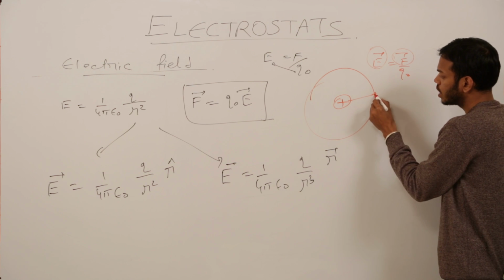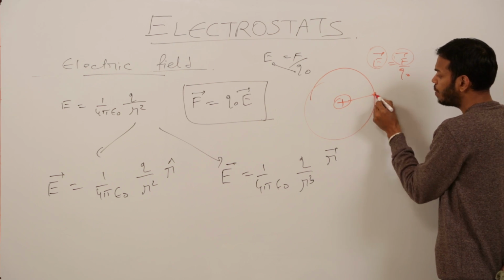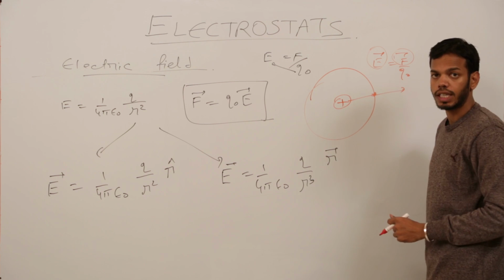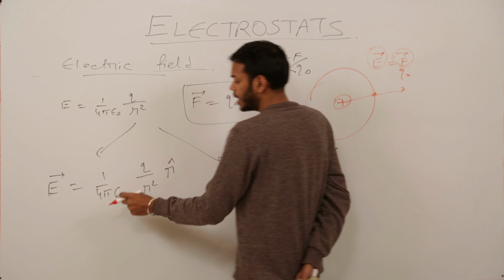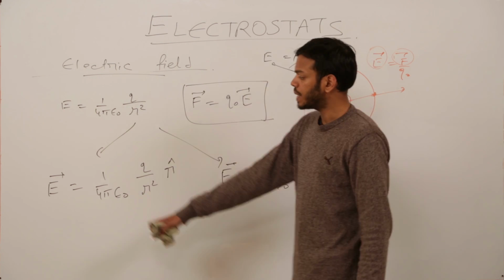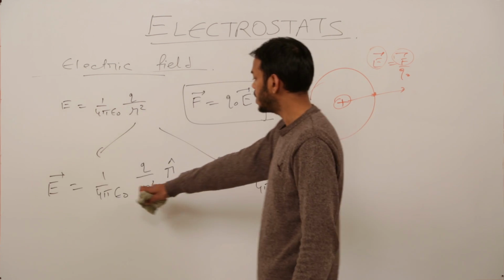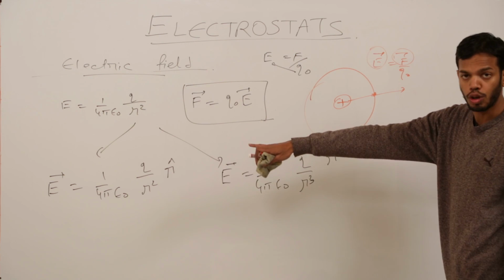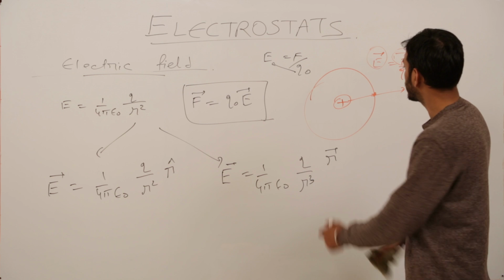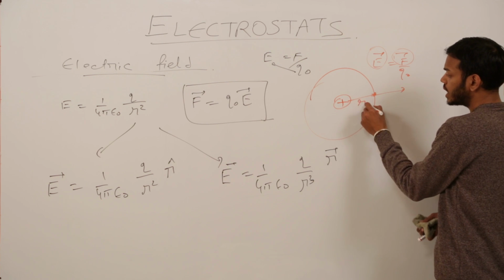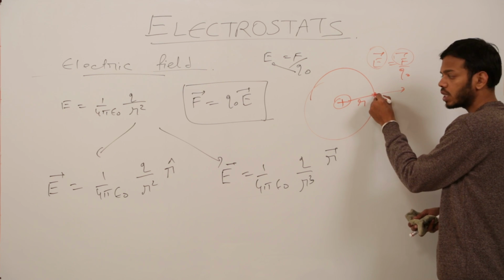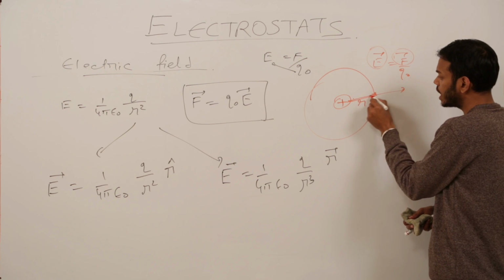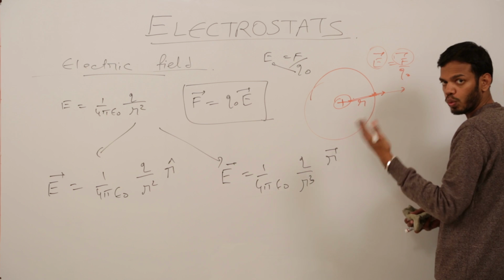Where is the force? Q naught is placed here, it will be experiencing a force in the outward direction, so that will be the direction of electric field. Now in this equation, I represented electric field in vector form. That means magnitude as well as direction. Magnitude is k q upon r square, that is right. The direction is r cap, this is the distance. What is r cap? It is the unit vector along r. That means it will also be outwards.